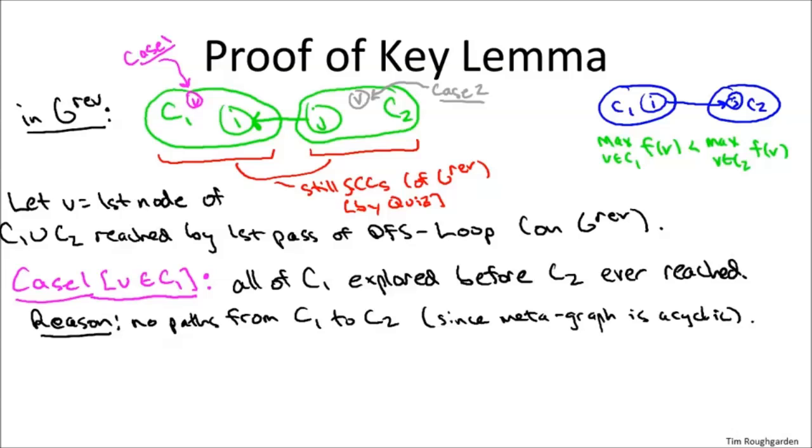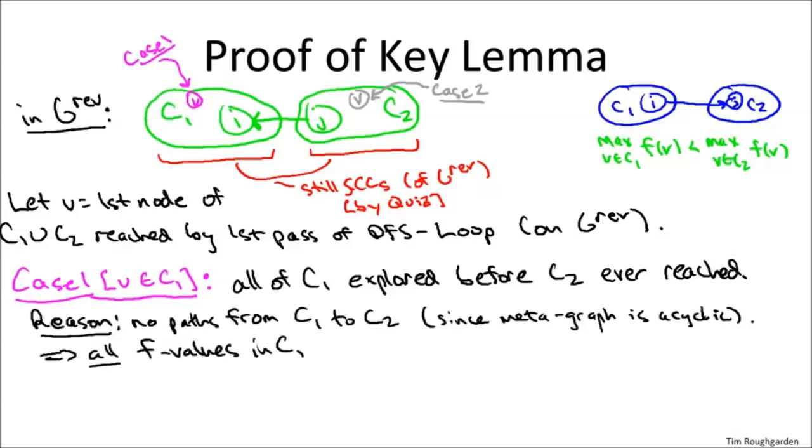So what's the consequence that you completely finish with C1 before you ever see C2? Well, it means every single finishing time in C1 is going to be smaller than every single finishing time in C2. So that's even stronger than what we're claiming. We're just claiming that the biggest thing in C2 is bigger than the biggest of C1. But actually, finishing times in C2 totally dominate those in C1, because you finish C1 before you ever see C2.